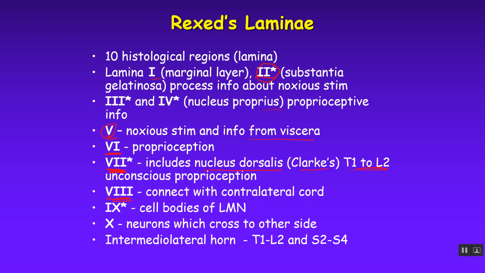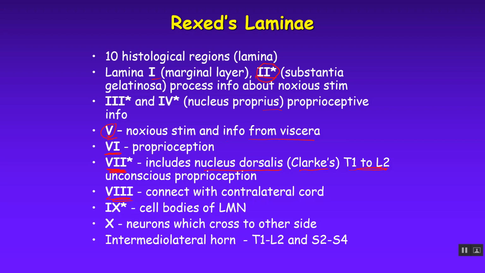Lamina number 8, there's connections to the contralateral cord, so there's axons that project to the other side of the spinal cord for allowing communication across the spinal cord from one side to the other. Again, important for these more complex spinal cord reflexes. Lamina number 9 is the cell bodies where your lower motor neurons are. That's where the alpha motor neurons are, in that lamina 9 mostly.